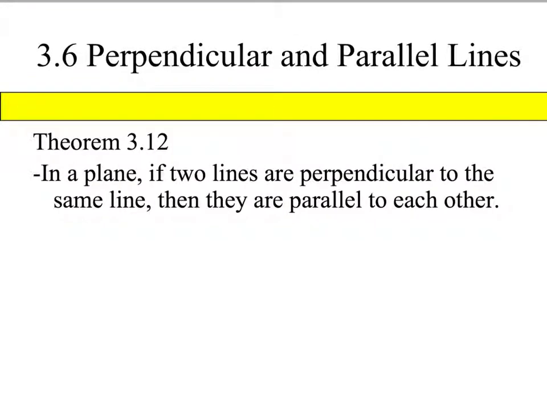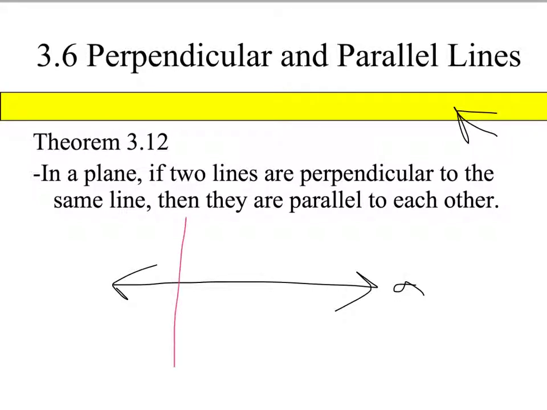Here's our last theorem of the day. Please write this down. In a plane, if two lines are perpendicular to the same line, then they are parallel to each other. So here's our example: line A, and I'm going to say this is line X, and this is going to be line M. Three random letters. If X and M are perpendicular to line A, then X and M have to be parallel.